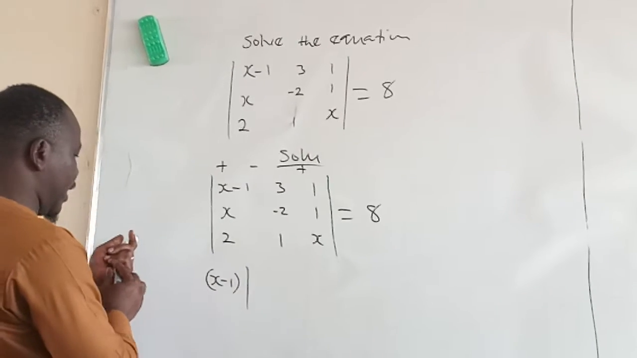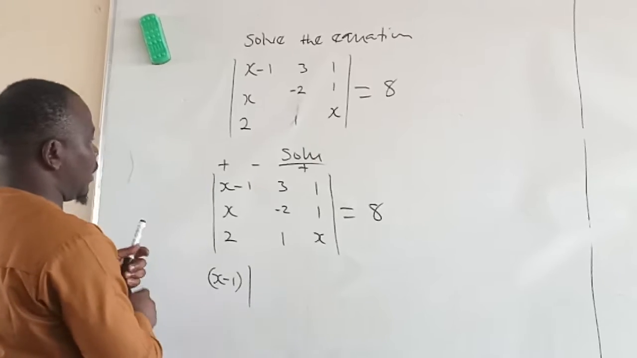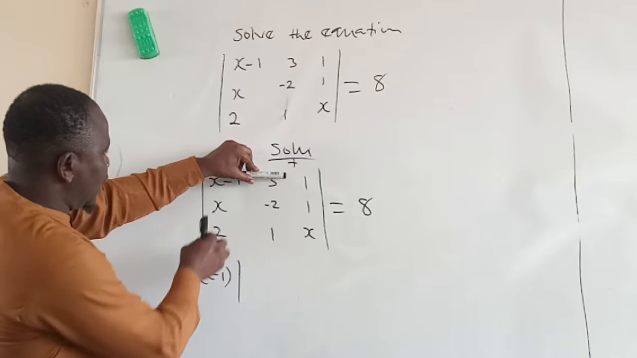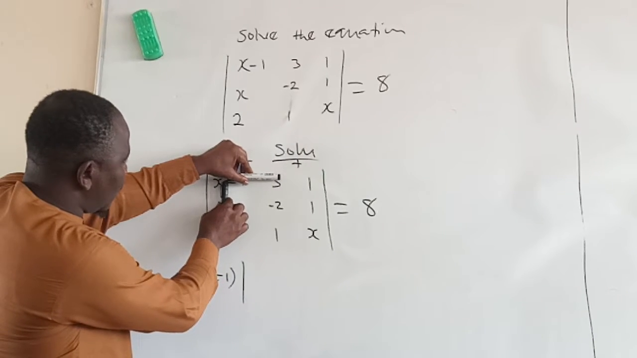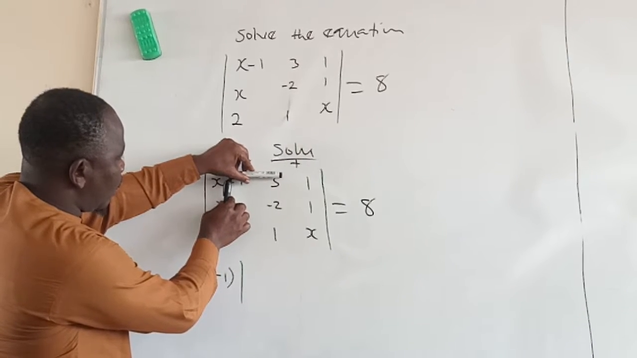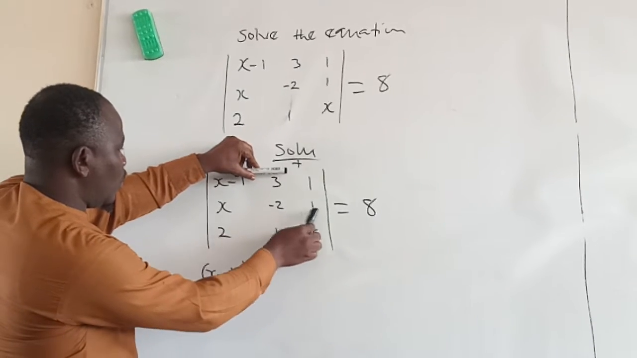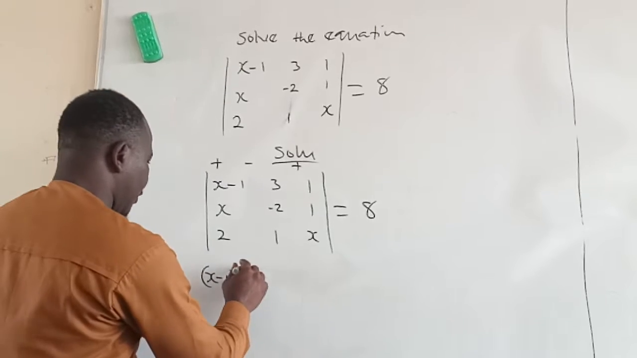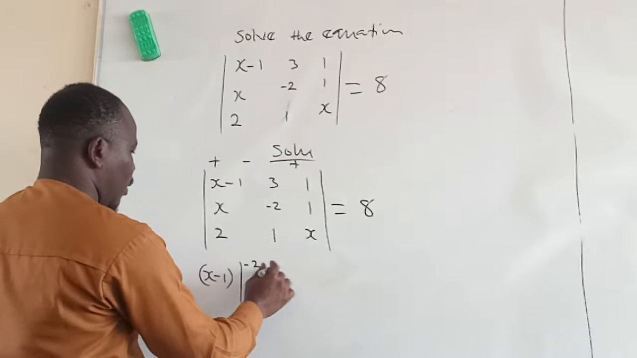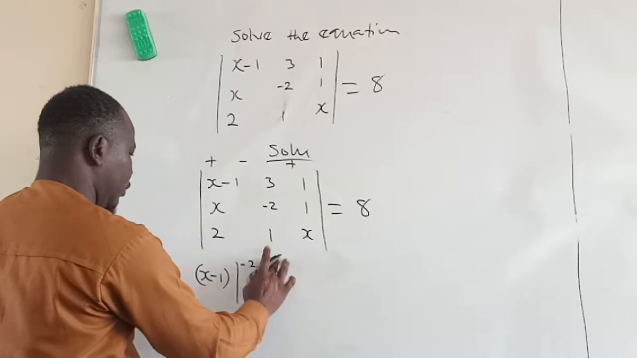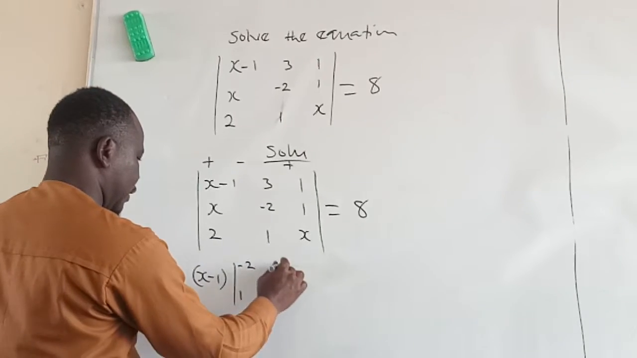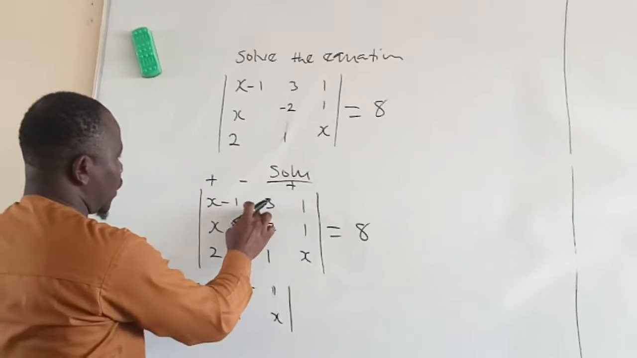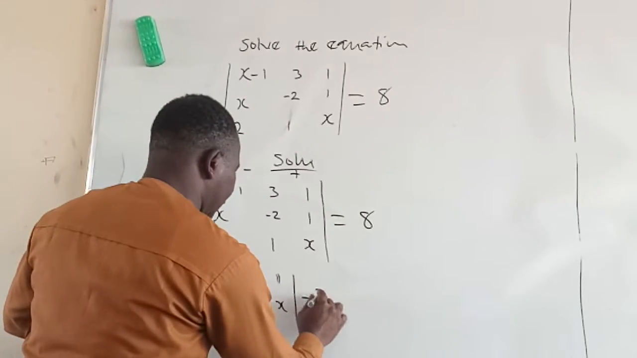The matrix of x minus 1: you cover this row, then cover the column. What are you seeing? You are seeing minus 2, 1, 1, and x. Then, plus minus, it means here will be minus 3.